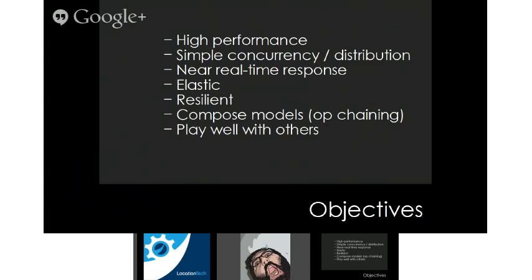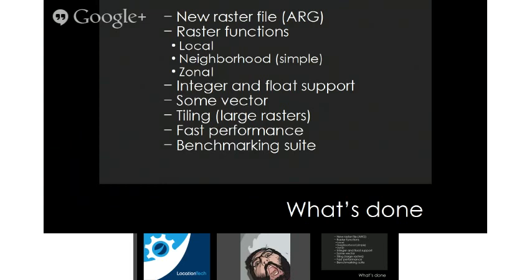We've got a lot of stuff already completed. We have a new raster file, as I mentioned before, an arg file. We've implemented many of the map algebra functions for local, simple neighborhoods and zonal operations. We've got support for multiple types of numeric data, a few vector operations. We can support tiling now for very large raster data. Again, fast performance. A lot of the decisions we've made are around supporting that, and then a benchmarking suite to make sure that performance stays where it needs to be.